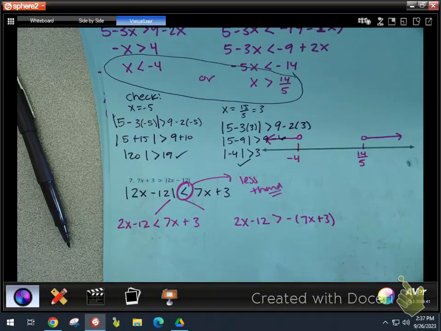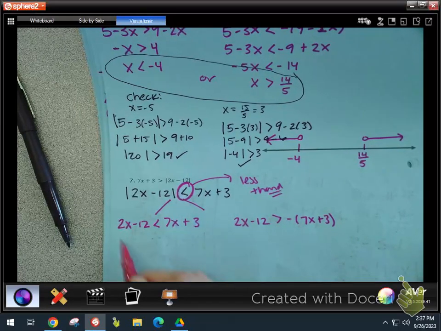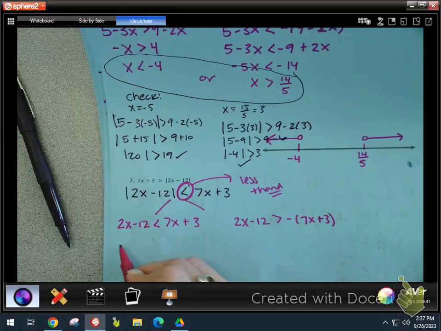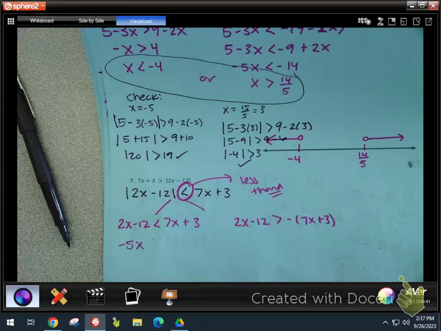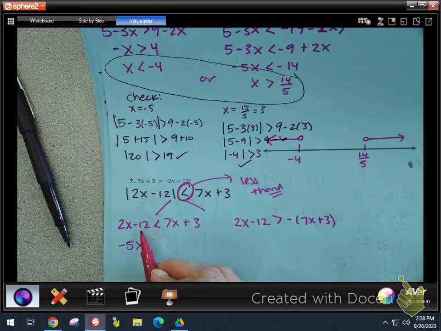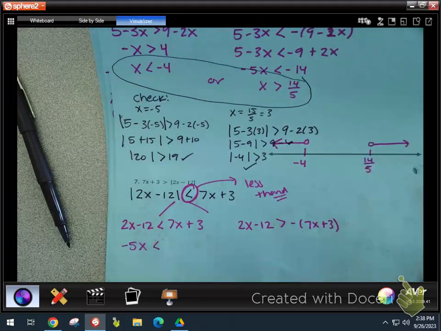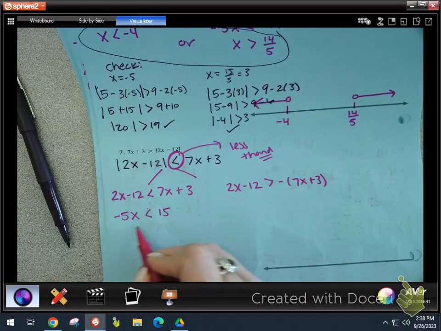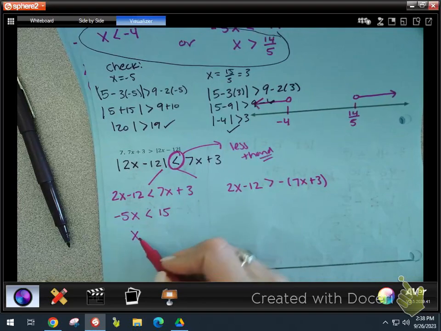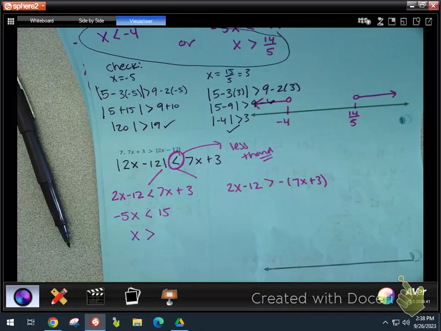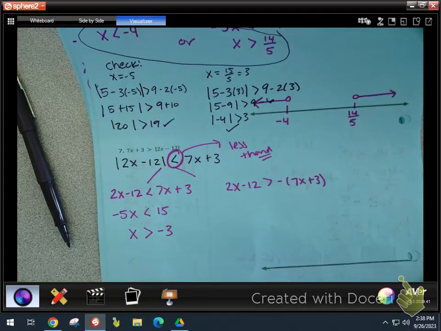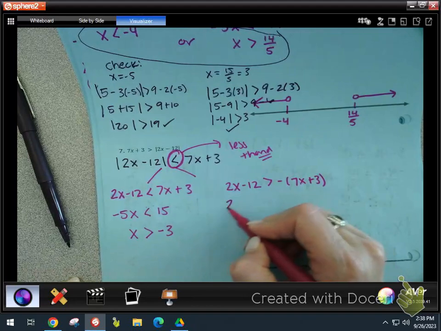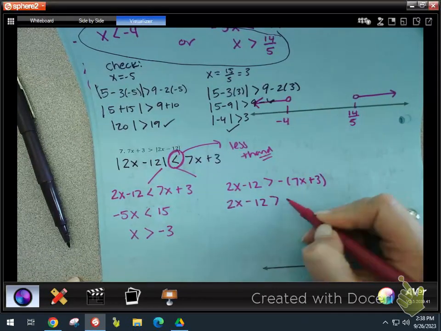Are we okay? Y'all with me? All right, I'm moving to the left because I like that better. 2x minus 7x is negative 5x. Okay? And then in the same step I'm going to add the 12. 12 plus 3 is 15. And then I'm dividing by negative 5. So what happens because I'm dividing by a negative? We flip it back. And this becomes a negative 3. Okay? Over here, I got to distribute in that minus sign.